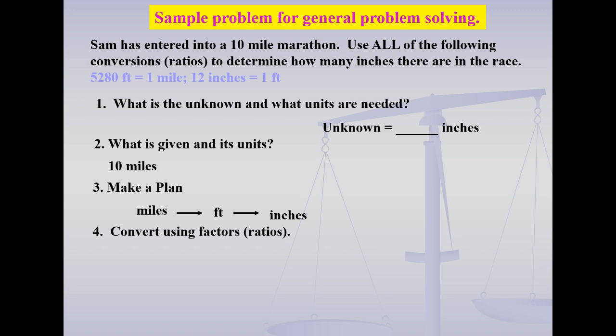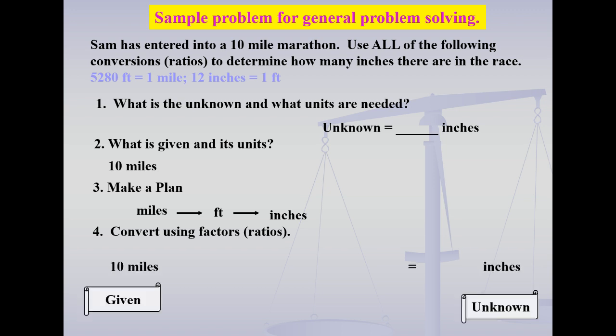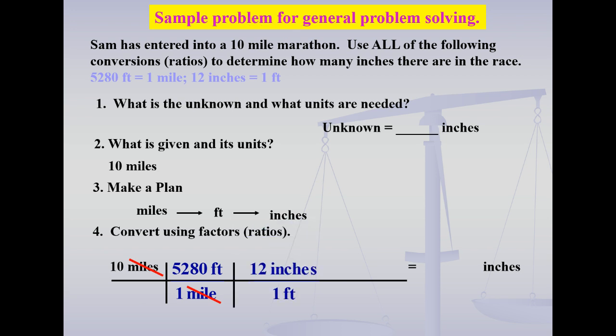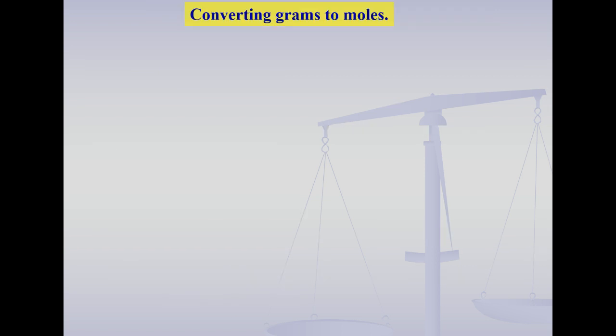Start with the given, 10 miles. We are going to multiply that by the conversion factor that's going to give us feet, which is 5,280 feet over 1 mile. Then you're going to divide out the common unit, which is miles. Then we're going to multiply by the conversion factor to give us inches, which is 12 inches over 1 foot. Divide out the common unit, that leaves us with inches. Do your math, and we get 633,600 inches. Units match.